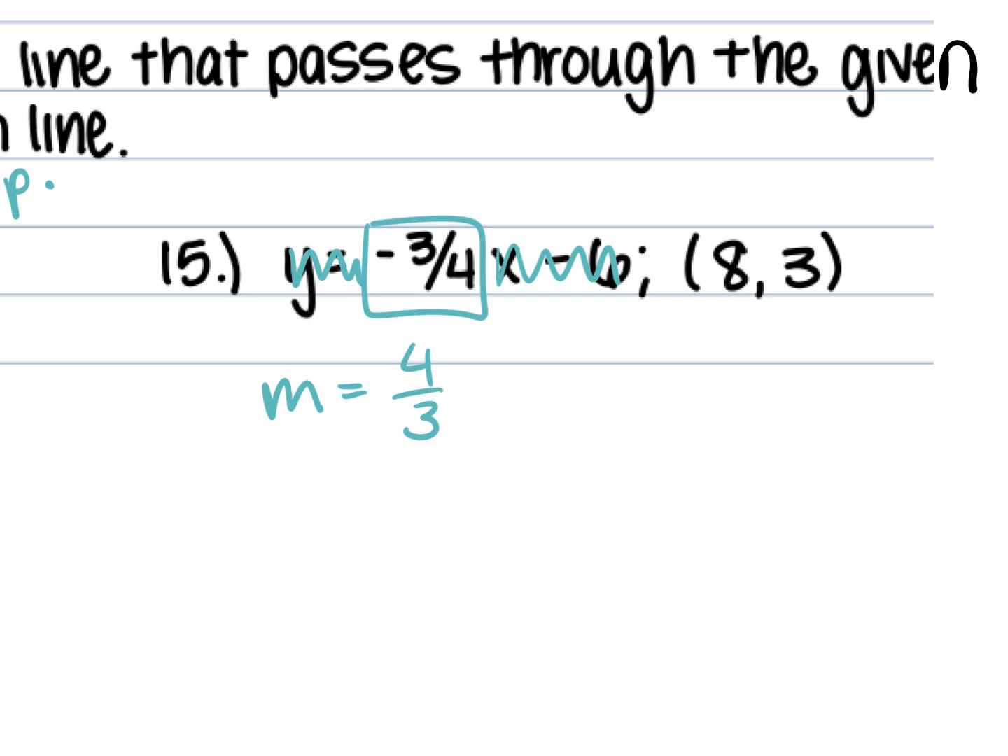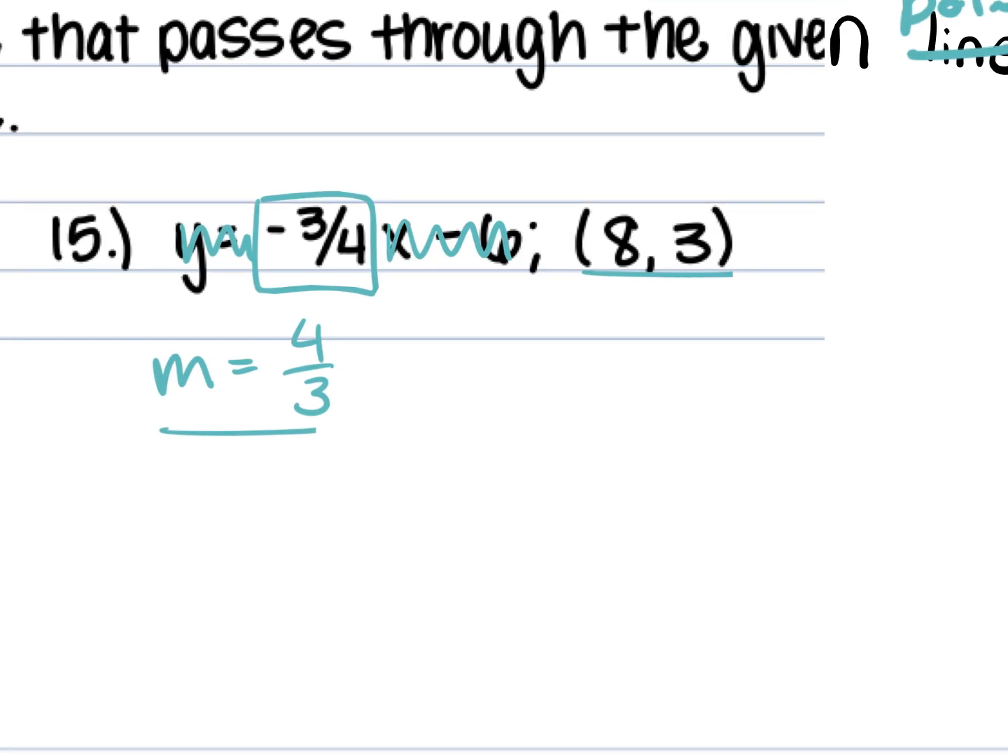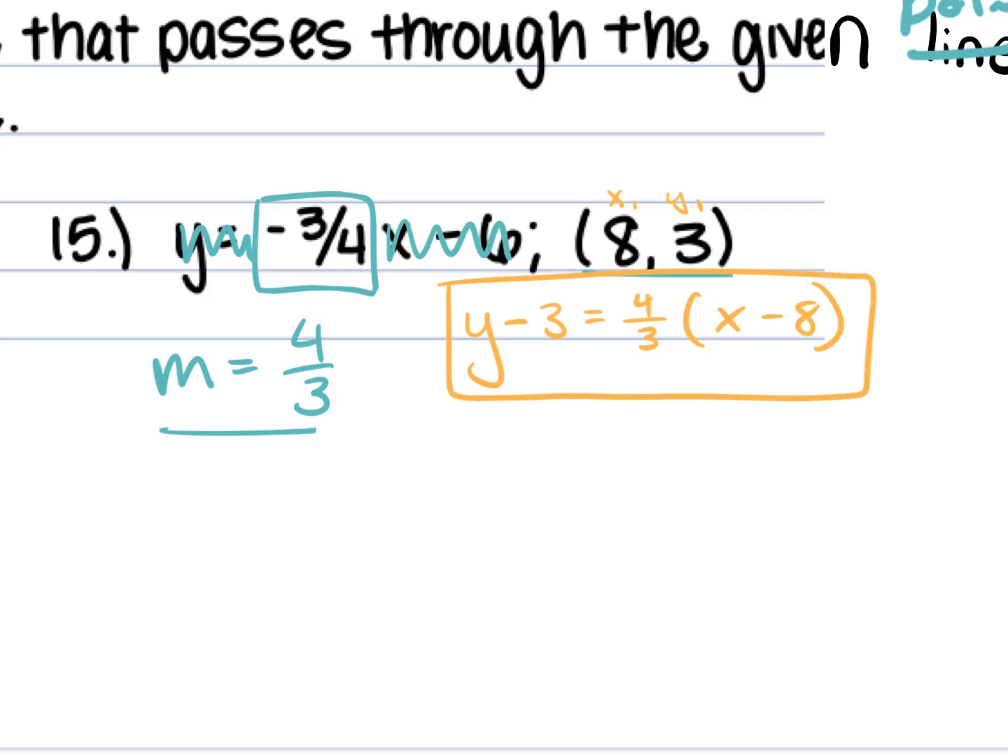So when we write our equation of a line, we have the slope and a point. So what would we do? Point slope form. Point slope form is y minus y1. So this is x1 and y1. So y minus 3 is equal to 4 over 3 times x minus 8. So this would be a perfectly fine answer if the question asks for point slope form.